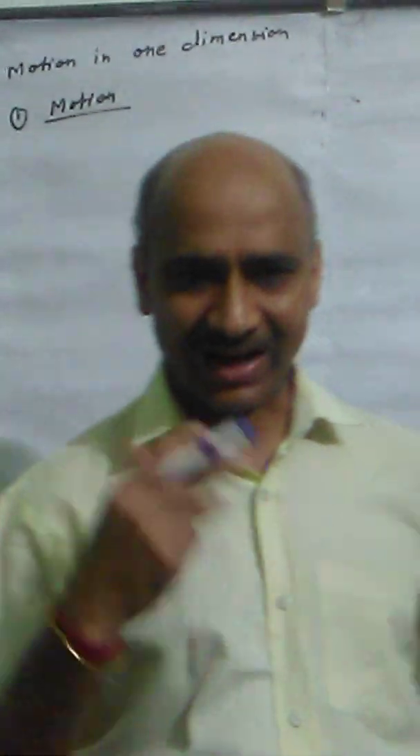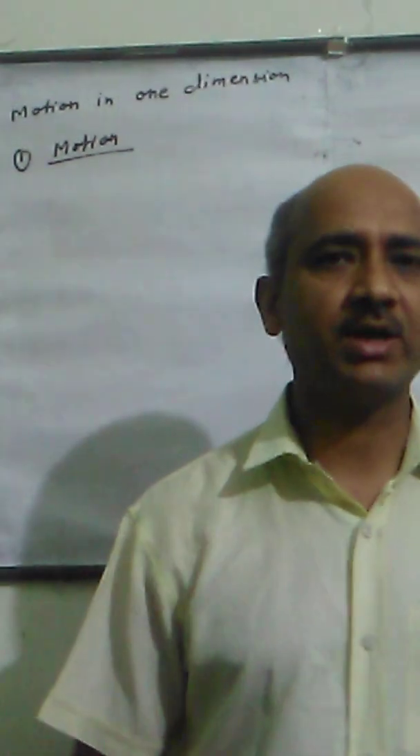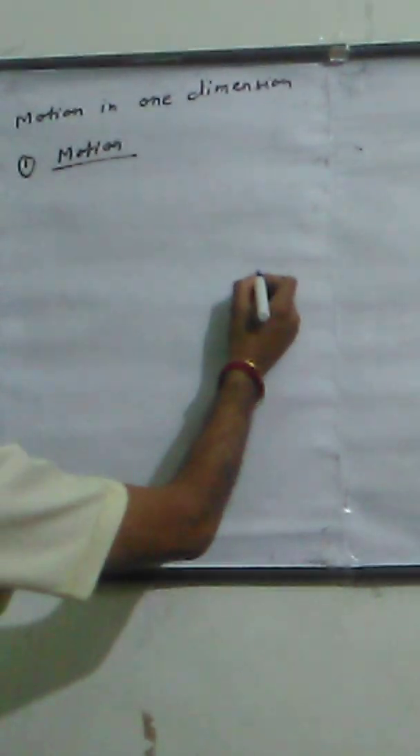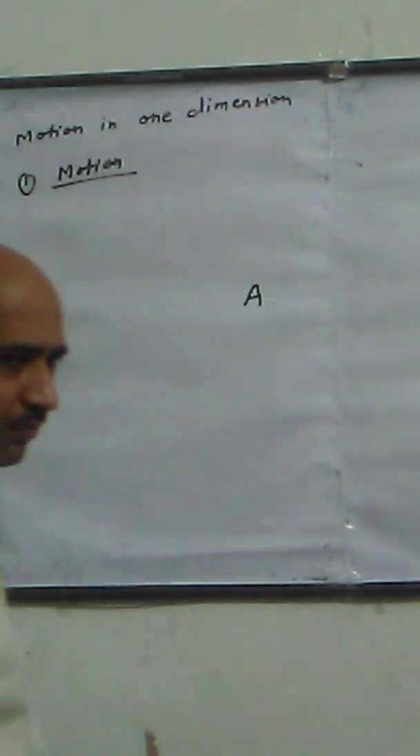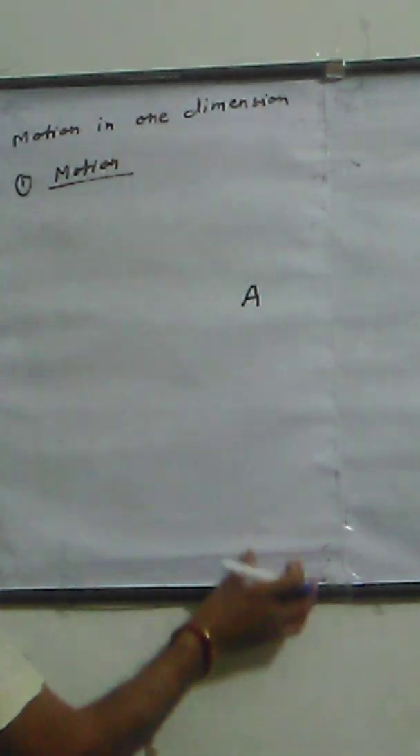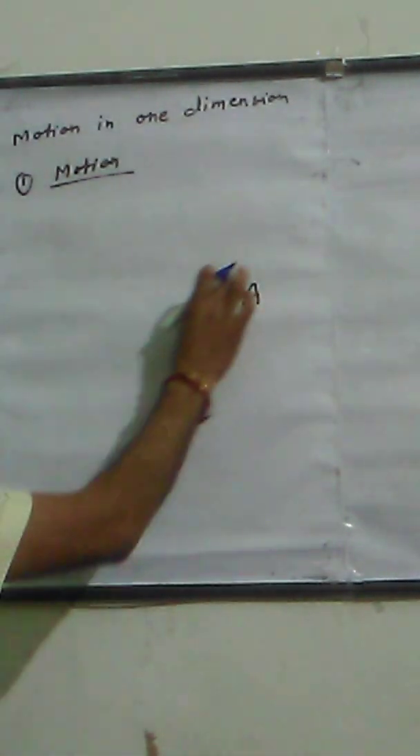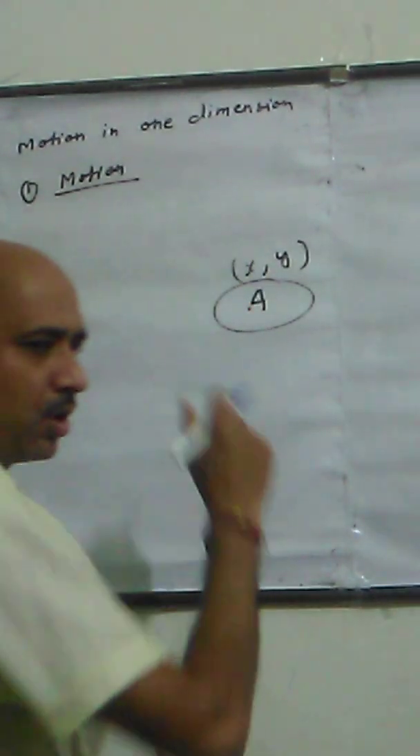Actually, to express any motion we need coordinates. Suppose I mark a point A here on the whiteboard. To represent this A on this whiteboard, what do I need? I need the distance of A lengthwise and the distance of A breadthwise. That means two coordinates are required, the X coordinate and the Y coordinate, to represent this on this whiteboard.